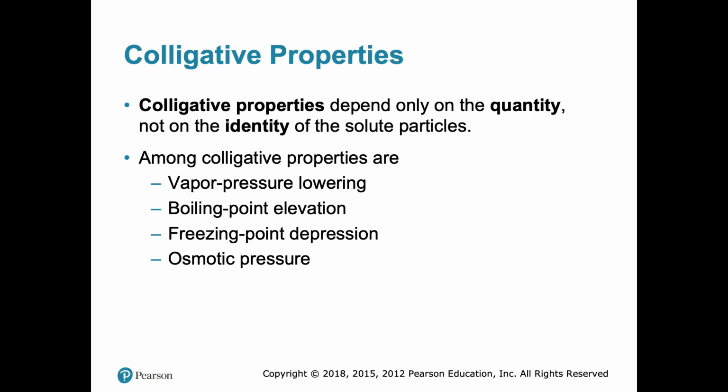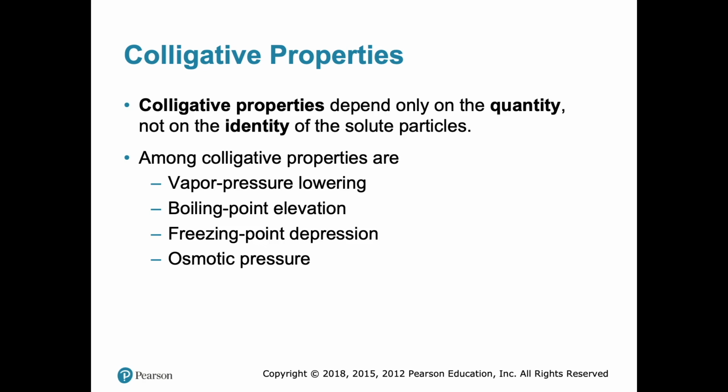All right. So next we need to talk about colligative properties. And colligative properties are basically the thing I was talking to you about before. I always allude to things before we actually get to them in the slides. But colligative properties are things that depend on the quantity, not the identity, of the solute particles. And so among colligative properties are the vapor pressure being lowered, the boiling point being elevated, the freezing point being depressed, or the osmotic pressure.